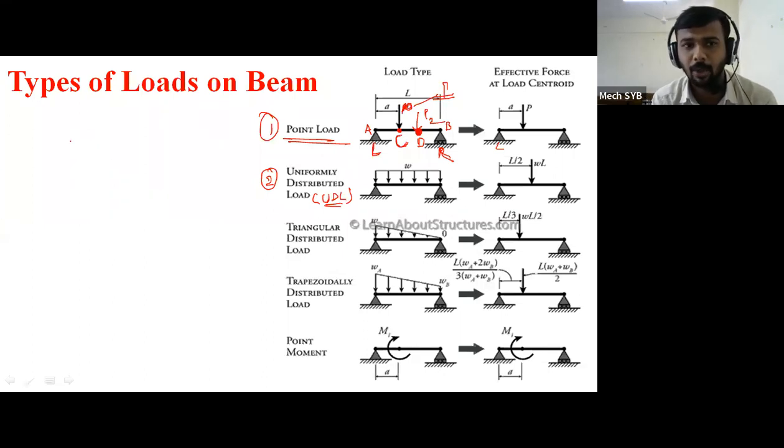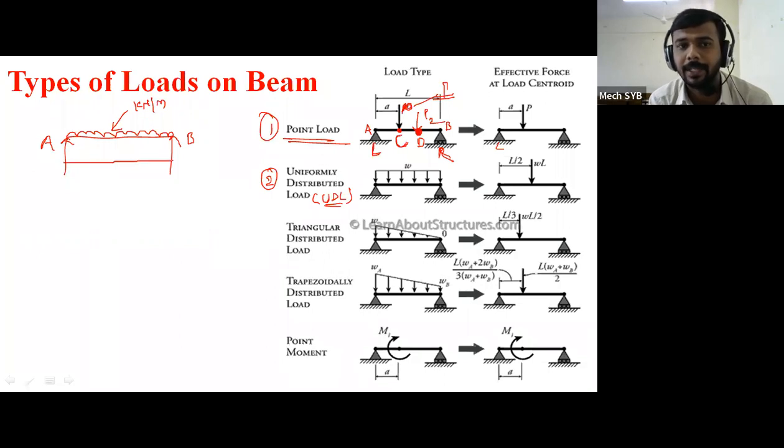Here I will draw one more figure of uniformly distributed load, which we always draw. For example, this is one simply supported beam which is supported at point A and at point B, and it is subjected to uniformly distributed load like this, kilonewton per meter. The beam has length L.